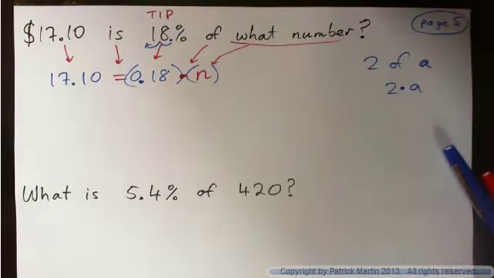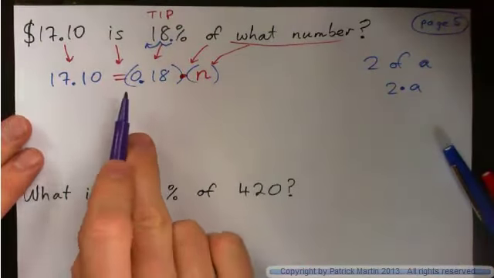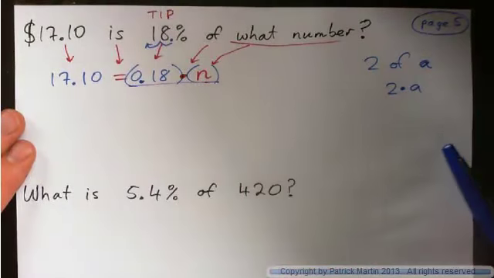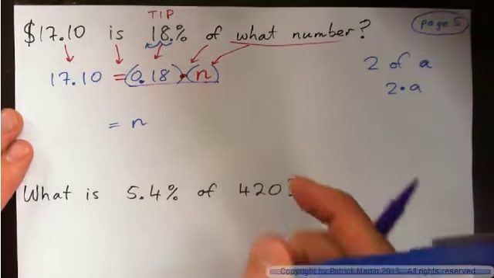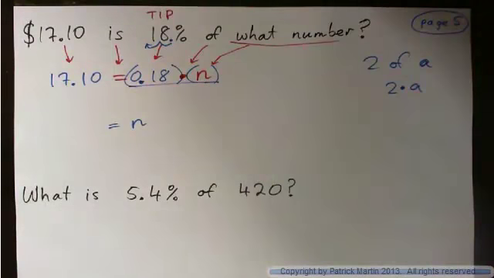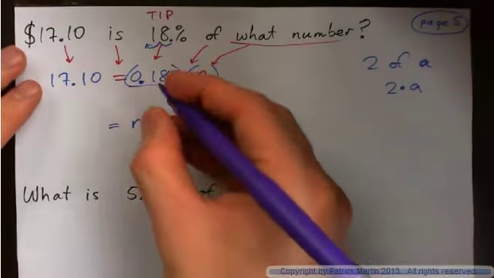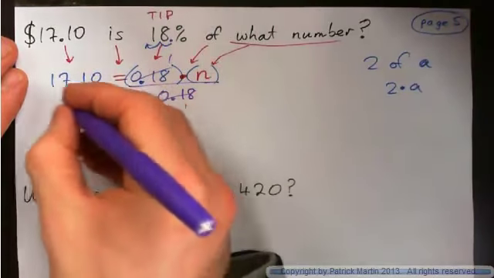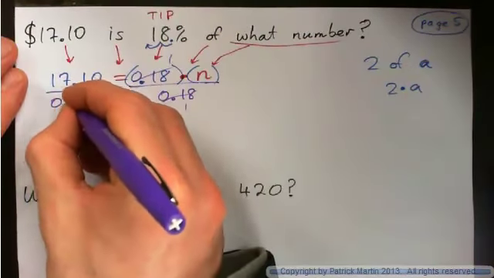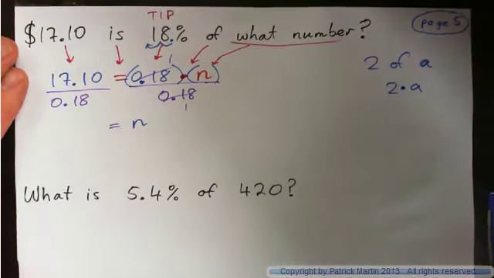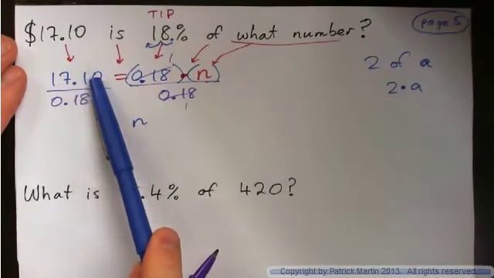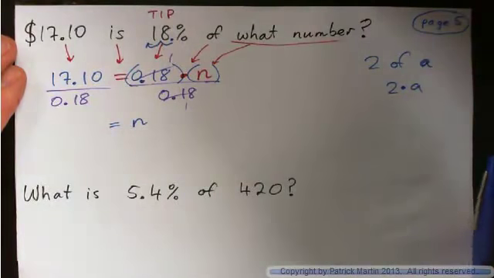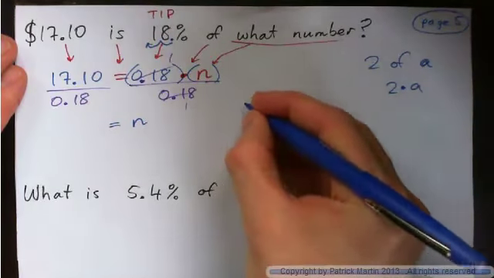If N is being multiplied by 0.18, how can I get N by itself? I need to divide that by 0.18, right? And now these cancel, but I must divide this side by 0.18 also. So my goodness, 17.10 divided by 0.18 is what I need to do. So let's do that.